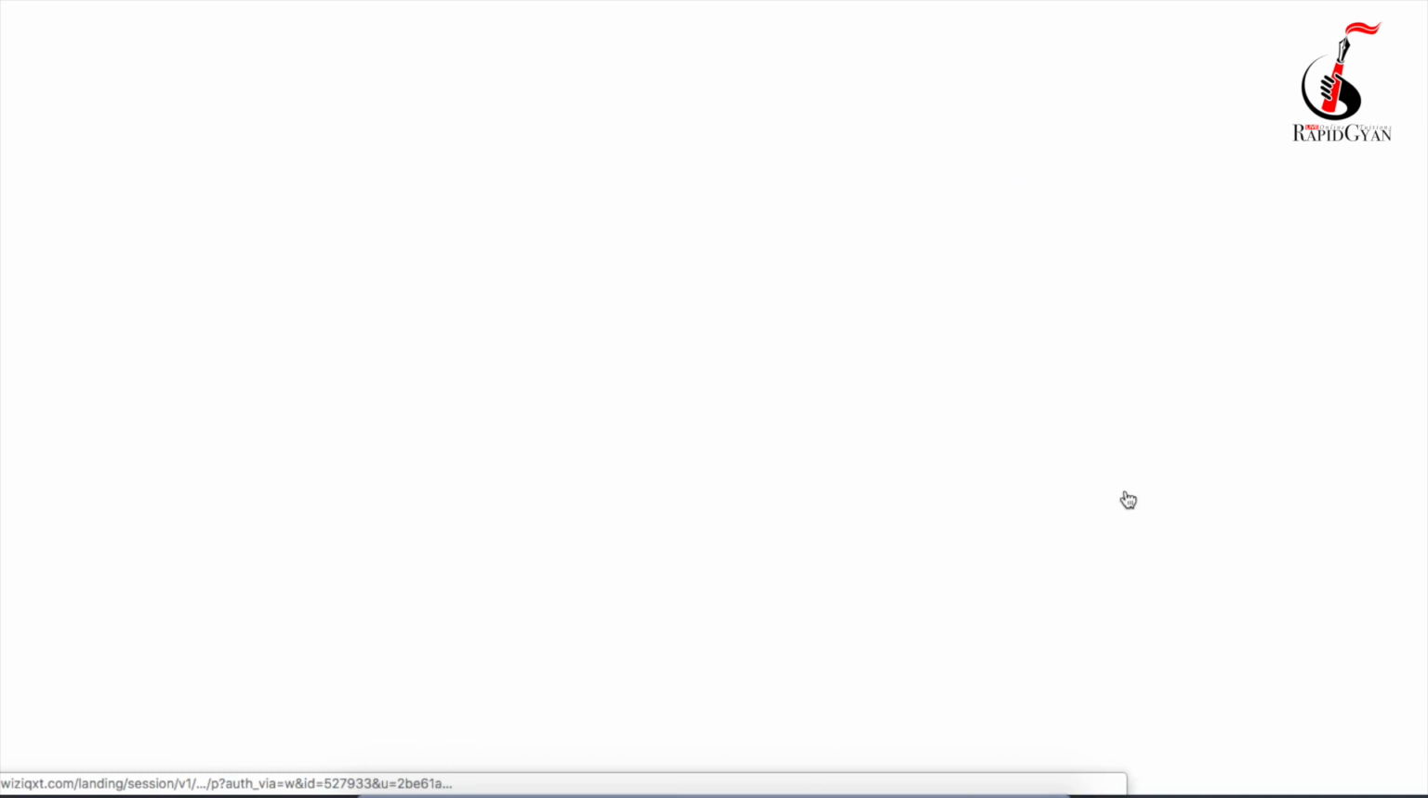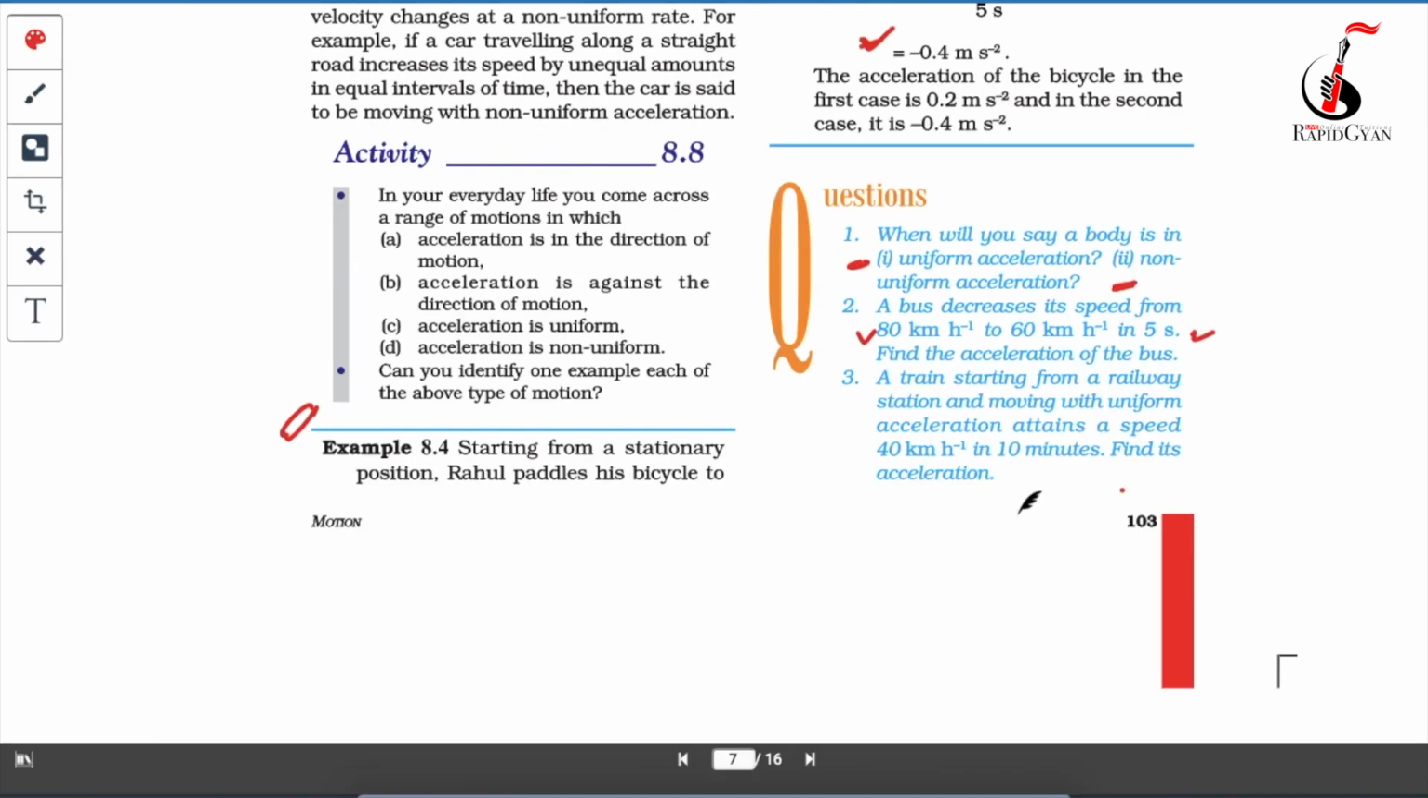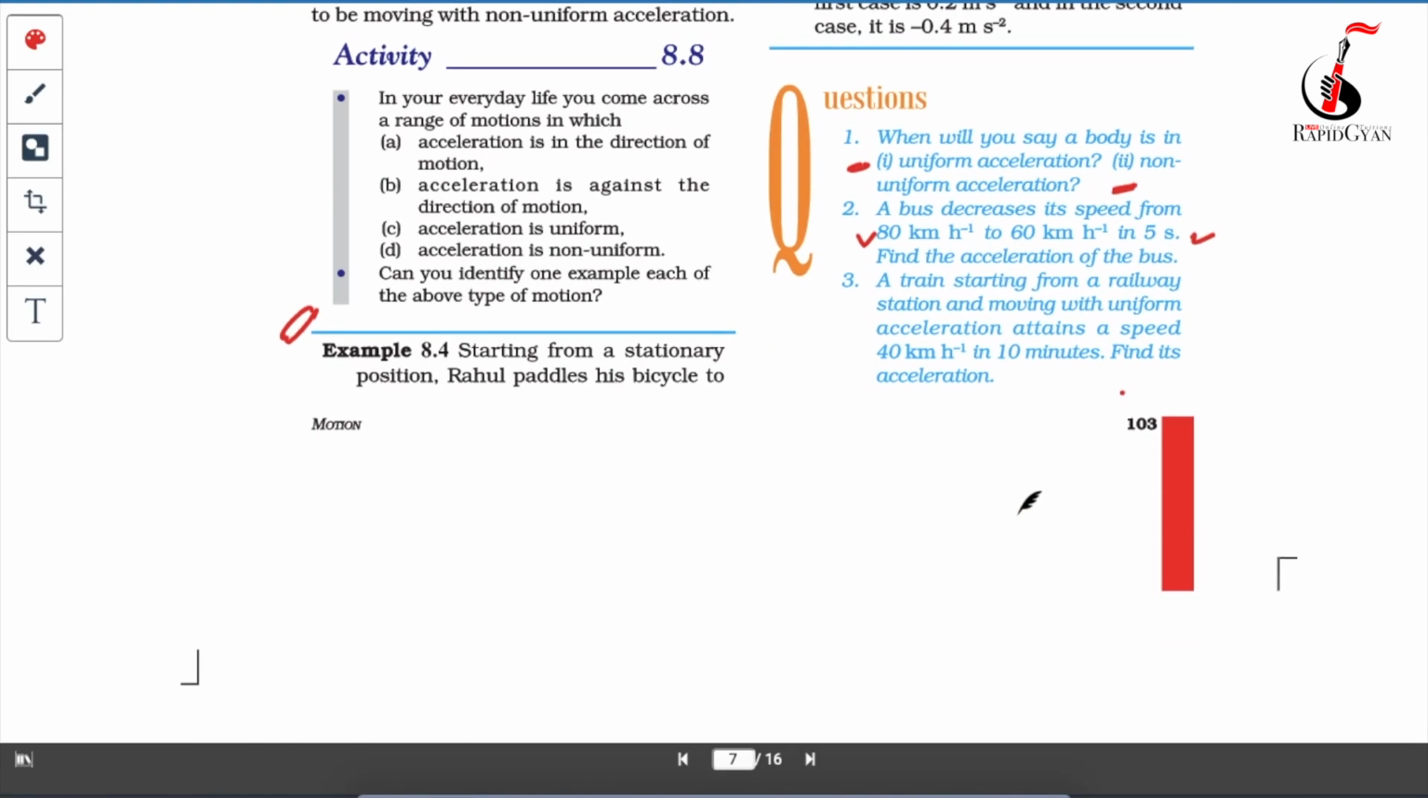Now let's go and solve one more question. What the question is saying: a train starting from a railway station and moving with a uniform acceleration attains a speed of 40 km per hour in 10 minutes. See here, guys, a train starting from a railway station, so when it's starting, its initial speed is 0. Initial velocity is 0 and the final velocity is 40 km per hour in 10 minutes. So let's solve this.